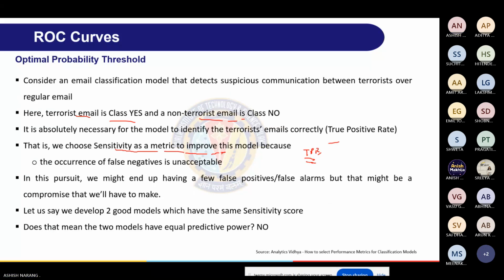Yes. Do you think the two models have equal predictive power? Yes, I think somebody unmuted. Please comment. It may go wrong, but we'll understand the concept. Does that mean two models have equal predictive power? The answer is also written as no, but I'm asking why no. The true positive rate for the two models is the same. Now, where will the difference come from, with respect to this example?